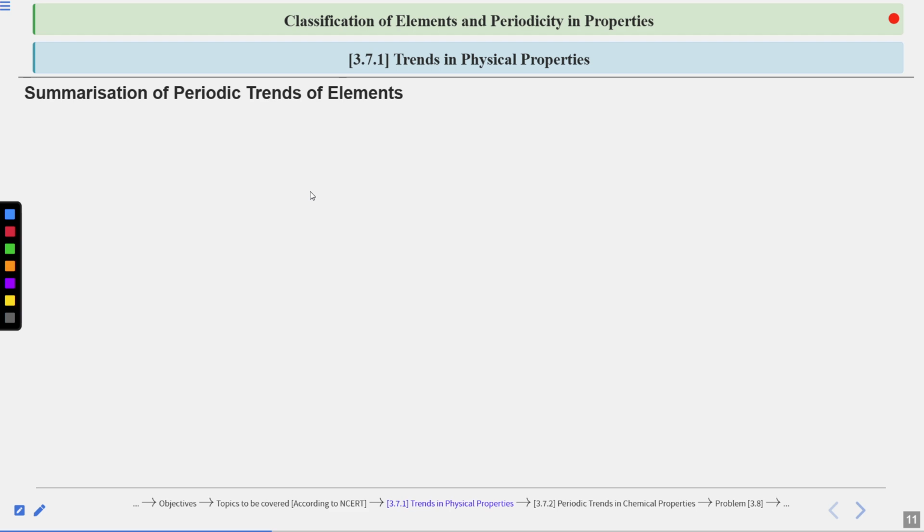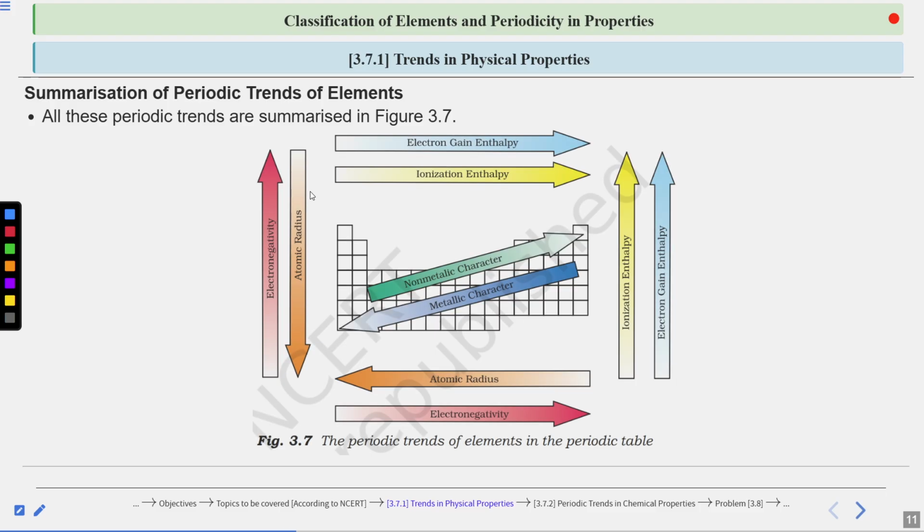So let us try to summarize all of the periodic trends of elements. This can be summarized with the help of a diagram which I have taken from the NCERT. Okay, let us see it one by one. Just focus on the arrow. You can see a red one. So this is saying that your electronegativity increases as we move up the group.